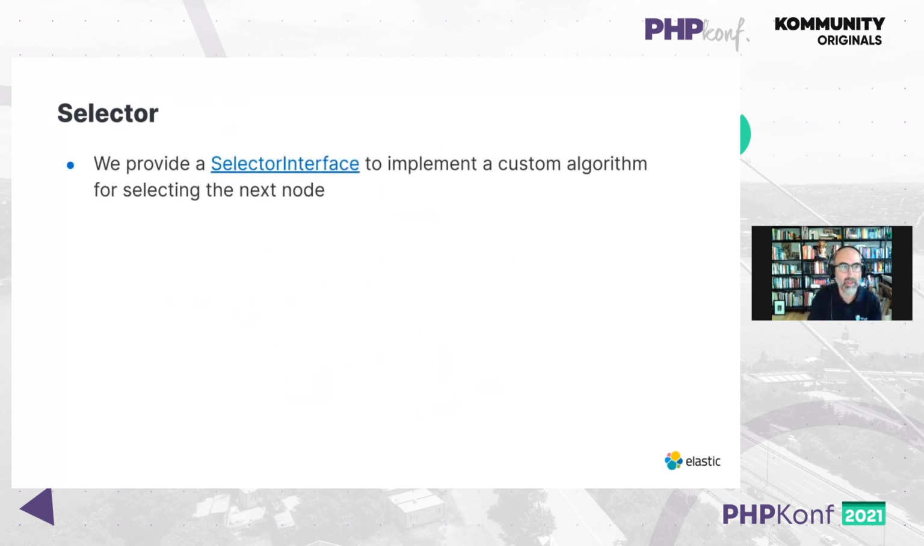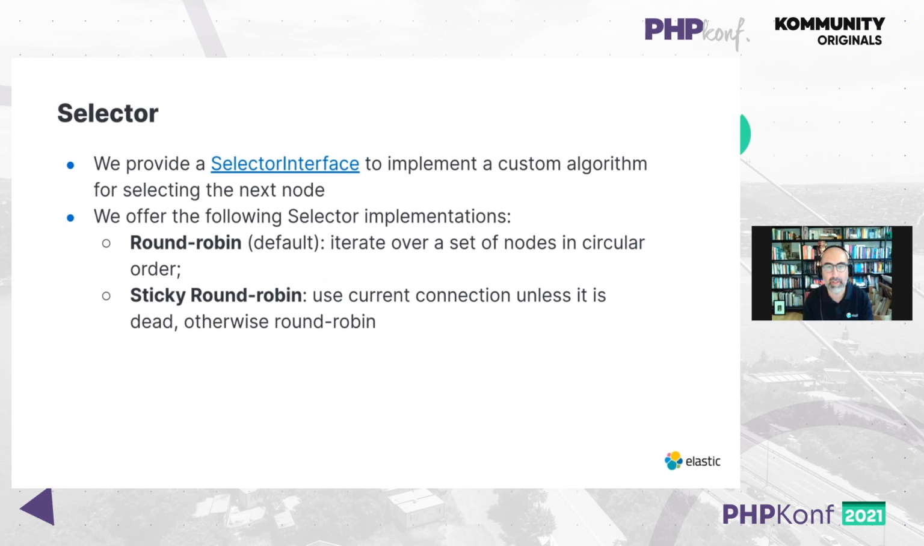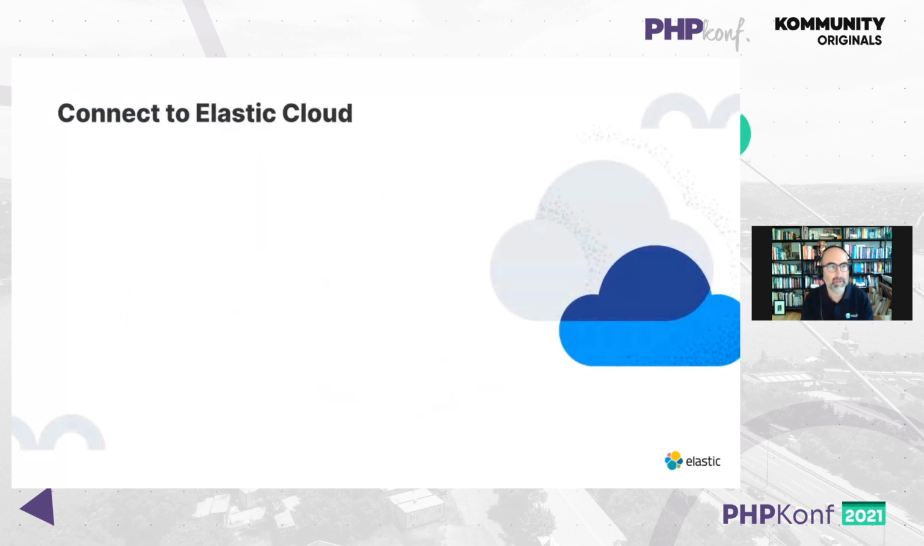As I mentioned, we also have a specific interface to customize the logic of the connection pool or the selector for selecting specific nodes. We provide by default the round robin, the sticky round robin, which is an algorithm that says use the current connection unless it's dead, otherwise use round robin. And we also offer a random node selector. But again, if you want to customize the implementation, you can implement your custom selector interface and configure the client to use it. To do this, you have a setSelector function in the client builder, so you can just specify the name of the class in setSelector. That's it.